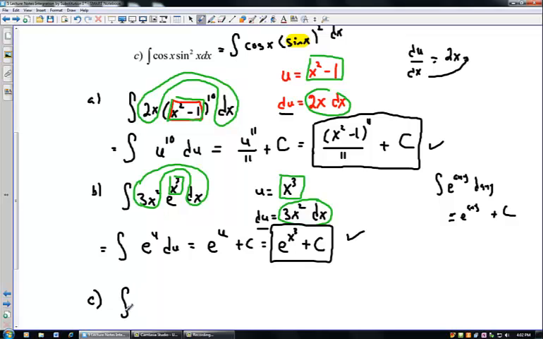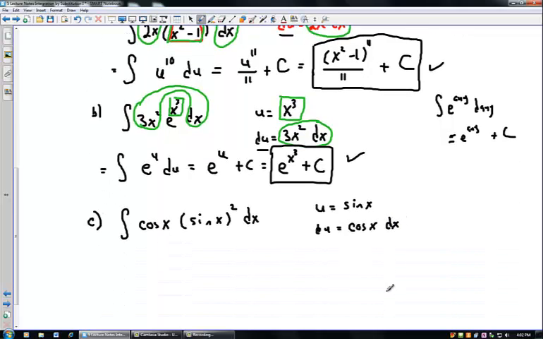So on part C, I have the integral of cosine of x, and then let's write it like this so it's real clear: sine of x, quantity squared, dx. And then I'm going to let my u be the thing on the inside, so that's going to be sine of x. And then du is going to equal the derivative of sine of x, which is cosine of x, and then I have dx over here.